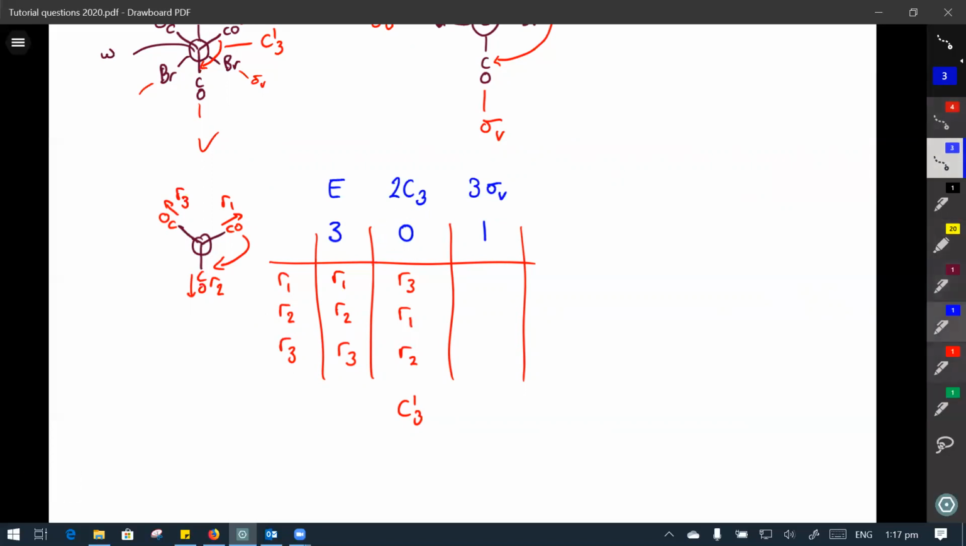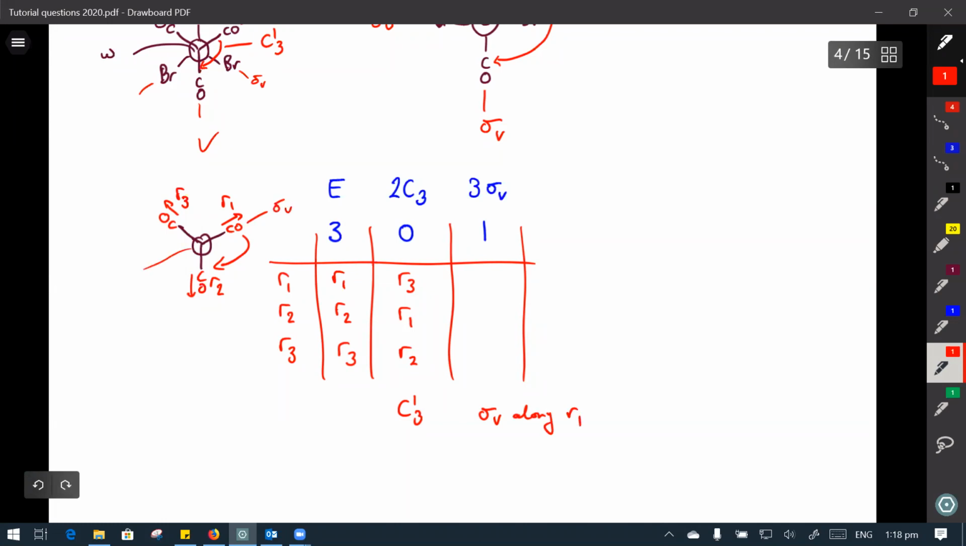And then if we take the last example, again, we'll just put sigma V along R1, just to be lazy. You could even draw it in if you wanted to. And that would be R1 stays the same, but R2 gets reflected over to R3, and R3 gets reflected back over to R2, okay? So they switch, so this becomes R3, this becomes R2, and the character is then 1, okay?